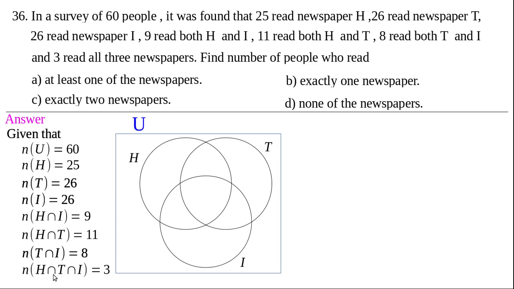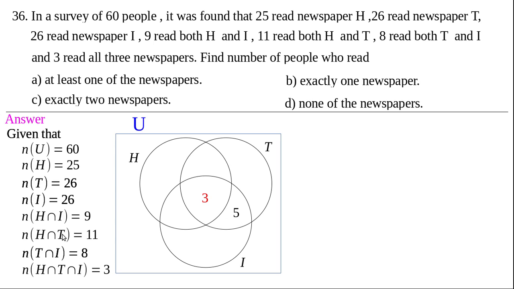Here the number of H intersection T intersection I is equal to 3. This represents H intersection T intersection I, therefore write 3 here at first. Then, what is next? The number of T intersection I. T is this set and I is this set, and T intersection I represents this region. The number of T intersection I is equal to 8, but 3 is already here. Therefore, write the balance of 5 here.